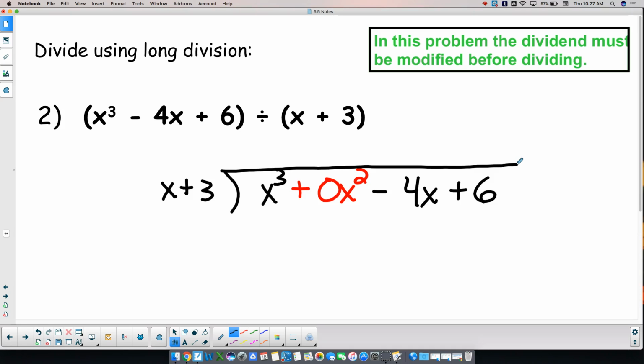Second biggest spot for a mistake, not adding in that placeholding value. And that's more important when we get to synthetic substitution tomorrow than it is today with long division. Okay? Try it.